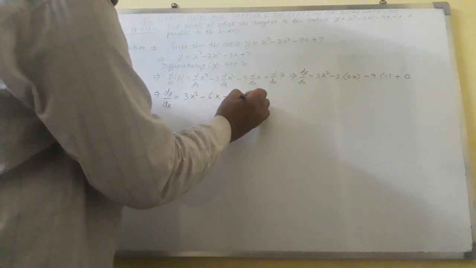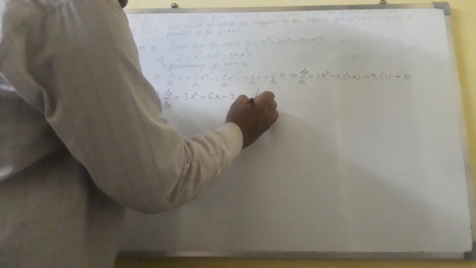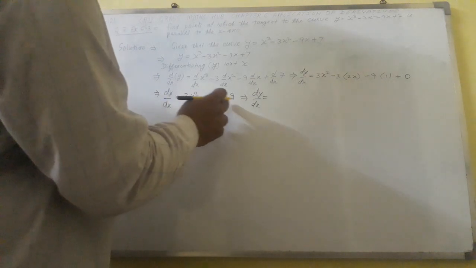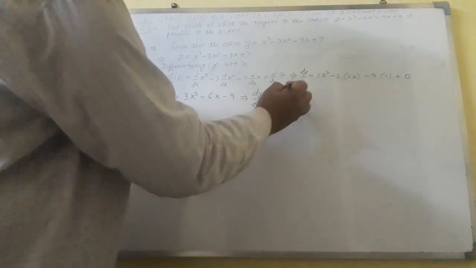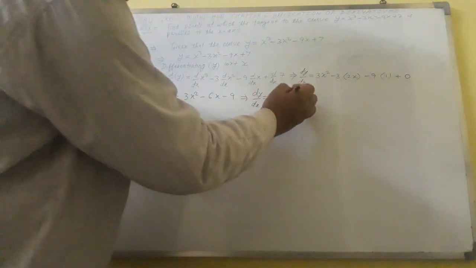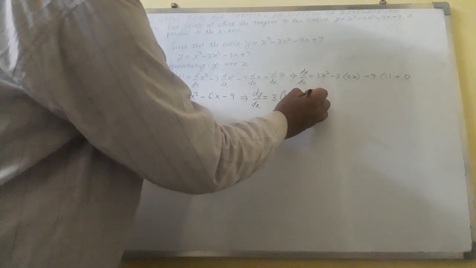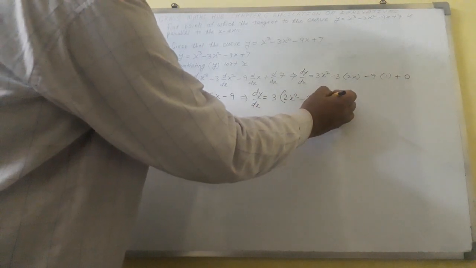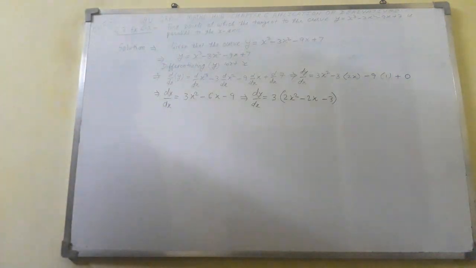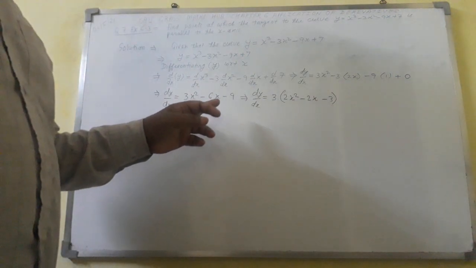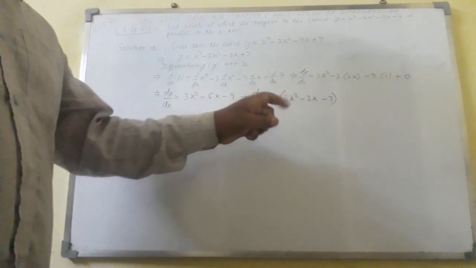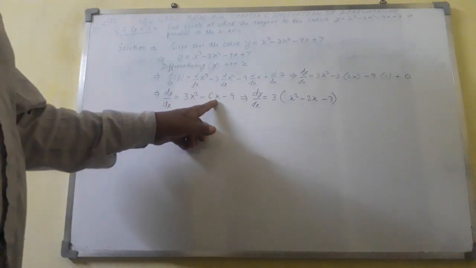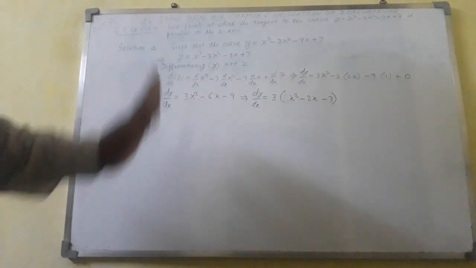Again, dy over dx equal to, here I can take 3 as common. In the bracket you will get x square minus 2x minus 3. So dy over dx equal to 3 times (x square minus 2x minus 3).